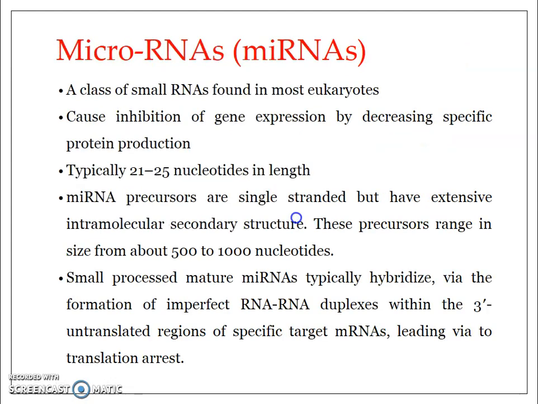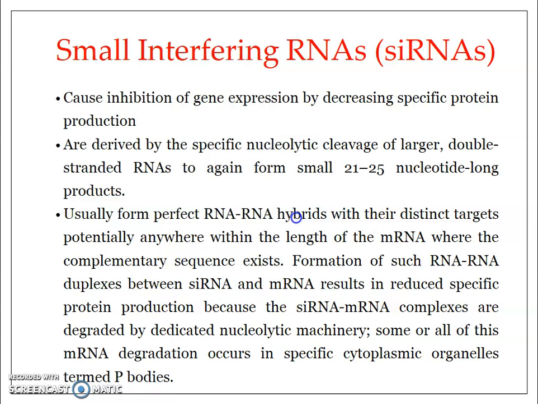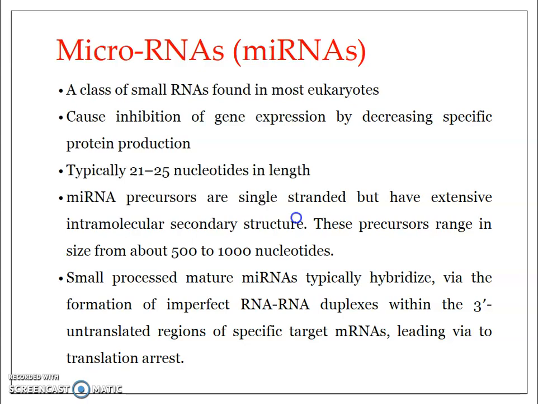Involved in mRNA and RNA processing. Okay, now coming to the next two groups, the microRNA and small interfering RNA. These two, microRNAs as well as the small interfering RNAs, are involved in inhibition of gene expression of certain genes by decreasing the specific protein production. So it actually interferes with the protein production, and this is done by inhibition of gene expression.